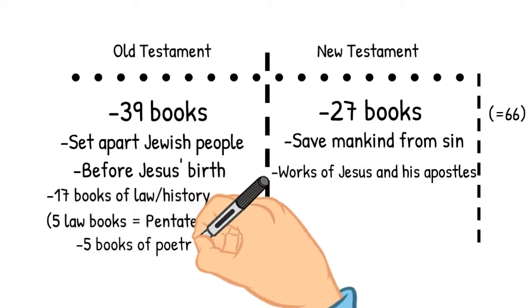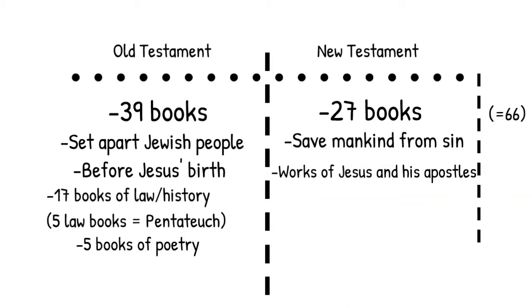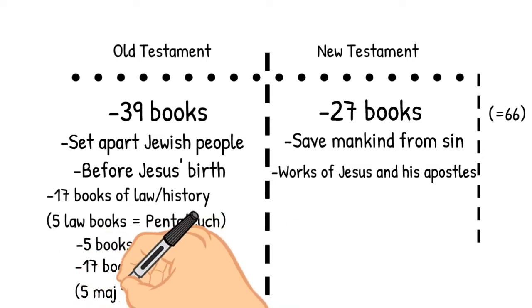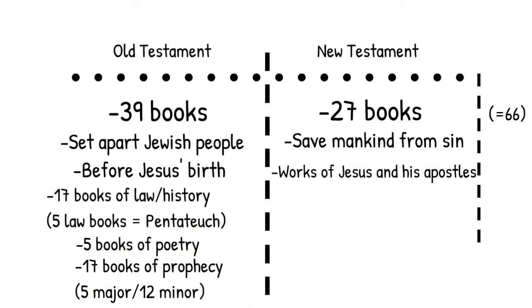Job is about trials, Psalms is about worship, Proverbs is about wisdom, Ecclesiastes is about philosophy, and Song of Solomon is about love. Next is 17 books of prophecy, which are written by people chosen by God to speak for him what he wants or to foretell the future. The first 5 of these are major prophets, and the last 12 are minor prophets.